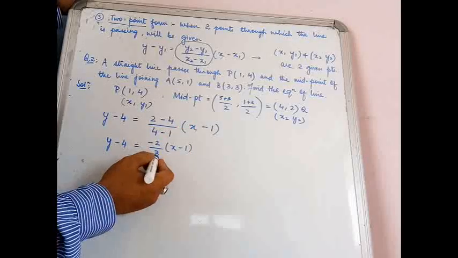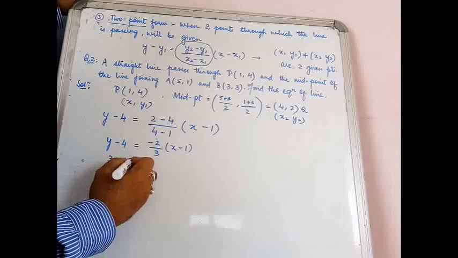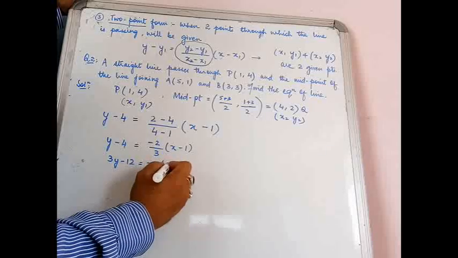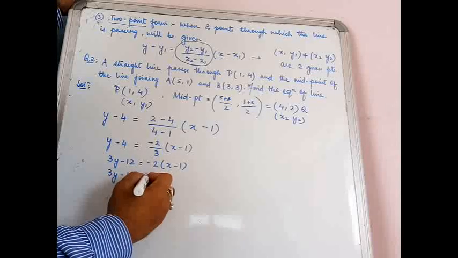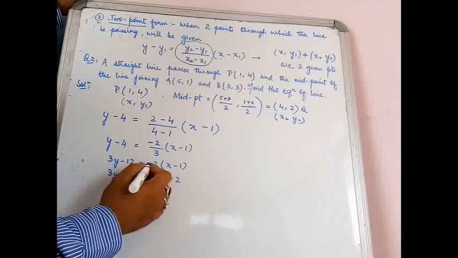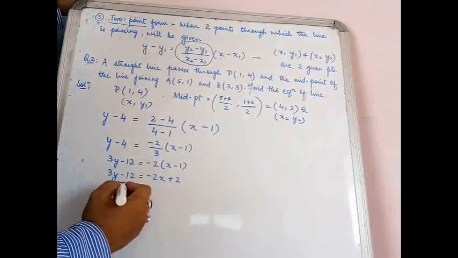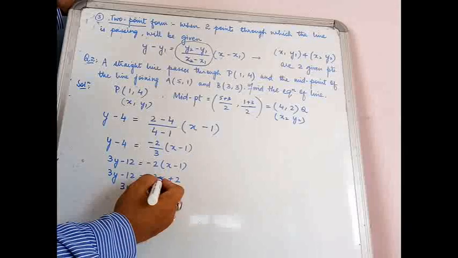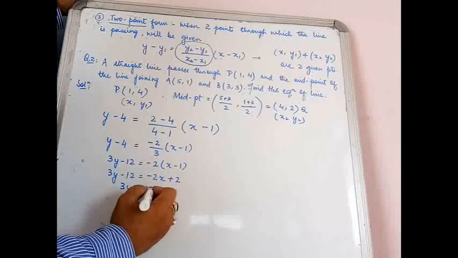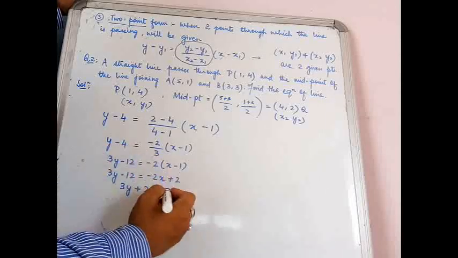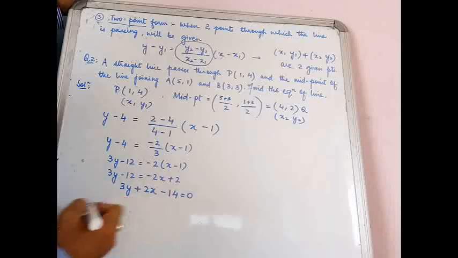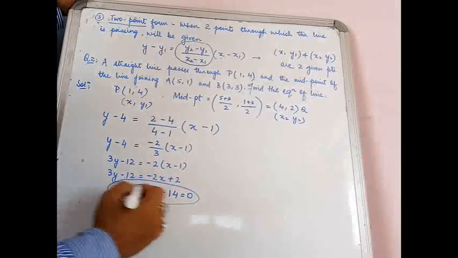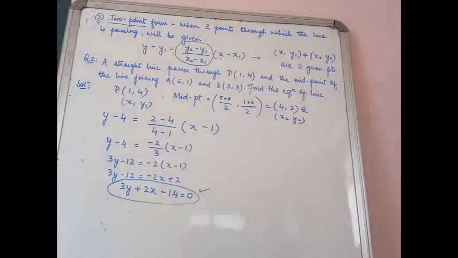Cross multiply, now it is all easy. 3 comes over here, you will have 3y minus 12 is equal to minus 2 times (x minus 1). If you take minus 2 inside, you will have 3y minus 12 is equal to minus 2x plus 2, since minus 2 into minus 1 is plus 2. Now the minus 2x can be taken to the left hand side, it will become plus 2x. The 2 can also be taken to the left hand side, it will become minus. So minus 12 and minus 2 will make it minus 14 equal to 0. So 2x plus 3y minus 14 equals 0 is our final answer, the equation of the required line.